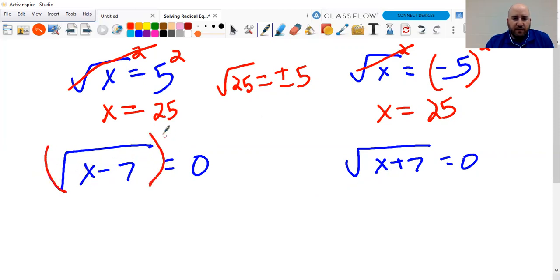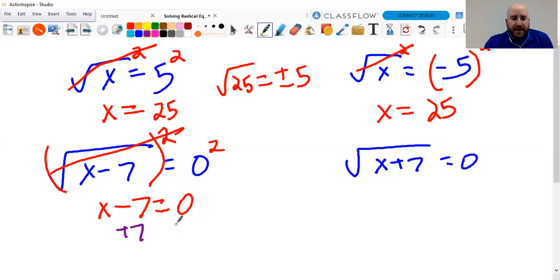Again, this is by itself, so I'll put this one in parentheses, square both sides, cancels out, leaves me x minus 7. 0 squared, what's 0 squared? 0. 0 times itself, however many times, is 0. So x minus 7 equals 0. Add 7 on both sides, x equals 7.